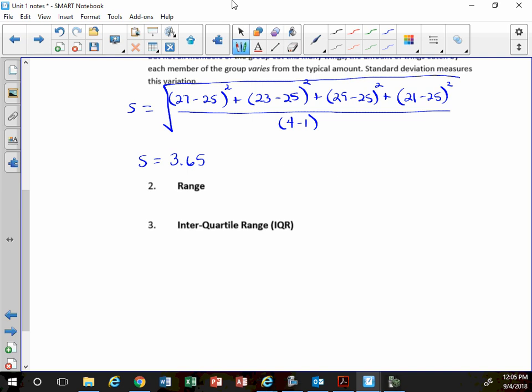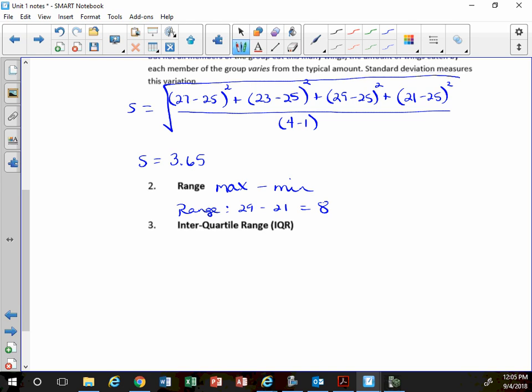So our range here. We're talking about range. That is just maximum minus the minimum. So in this case, how would I go about finding the range? Do we have our max and min? Yeah. What's our max? 29, minus our minimum, 21. So we have a range of 8. Okay.